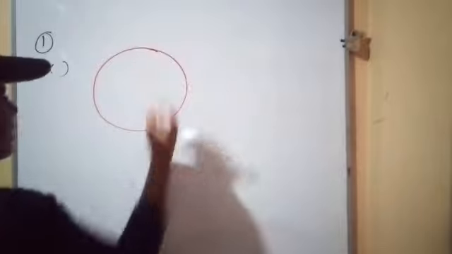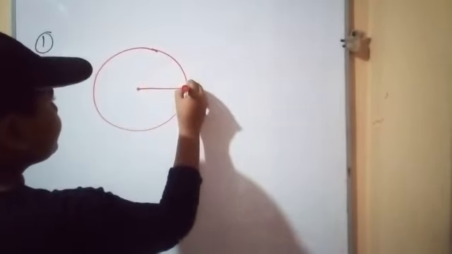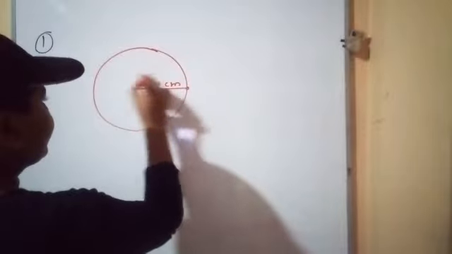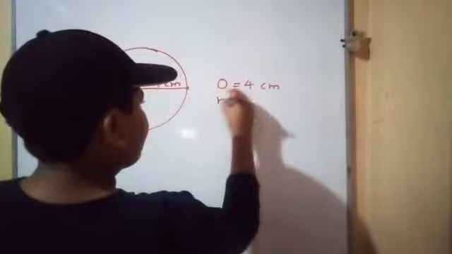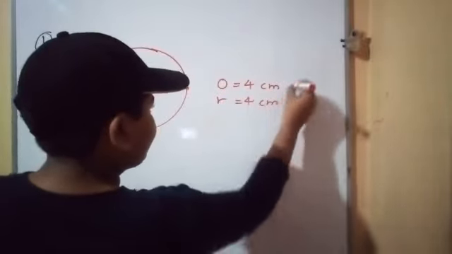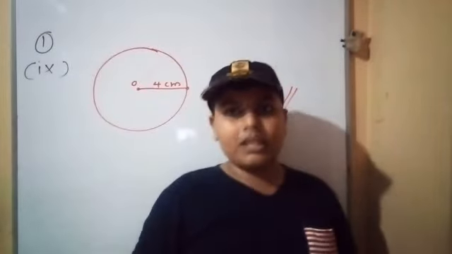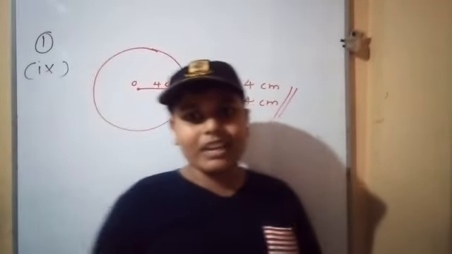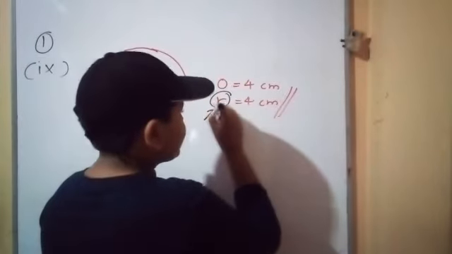Like this. Now you can say this is 4 centimeter. O means the center, radius 4 centimeter. There you can name it: O means the center, and R means radius.